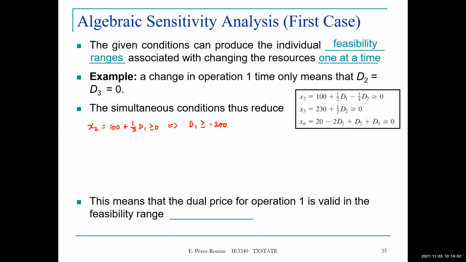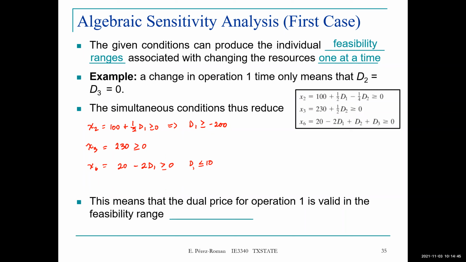Remember, D1 is not a decision variable. D1 is just a change. And we are making sure that we establish a feasibility range for each one of these representations of increases or decreases for the right-hand side of the constraints. So X3, which is 230, is always going to be greater than 0. And X6 will be 20 minus 2 times D1. In order to make this greater or equal to 0, D1 has to be less than or equal to 10.